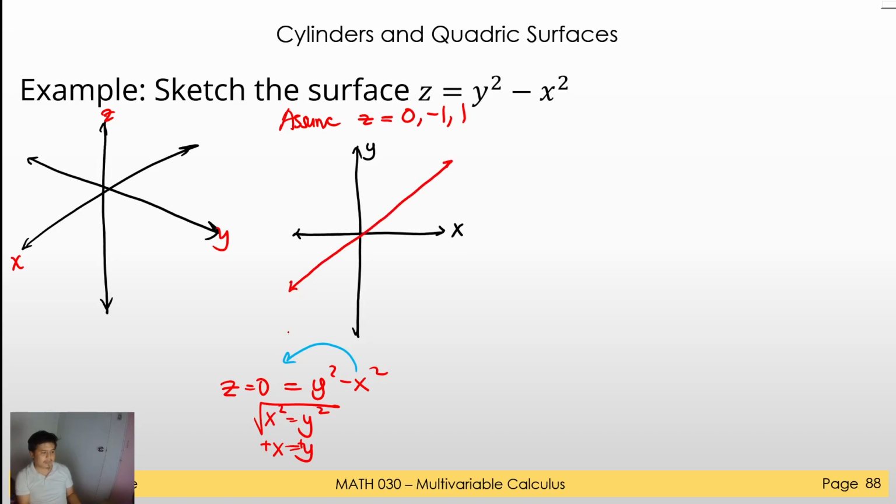Okay. And then if we consider a change in sign, or let's say this is positive, this is negative, then this will be your graph. So these are the graphs when z is equal to zero.